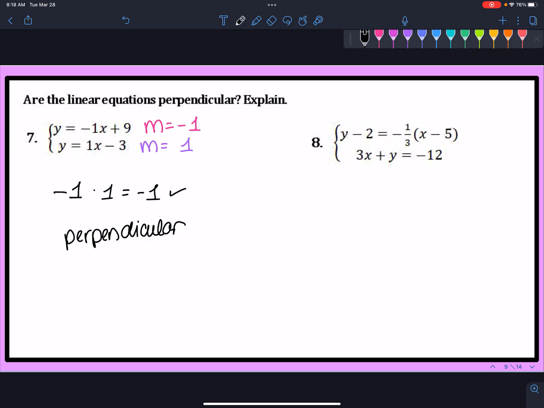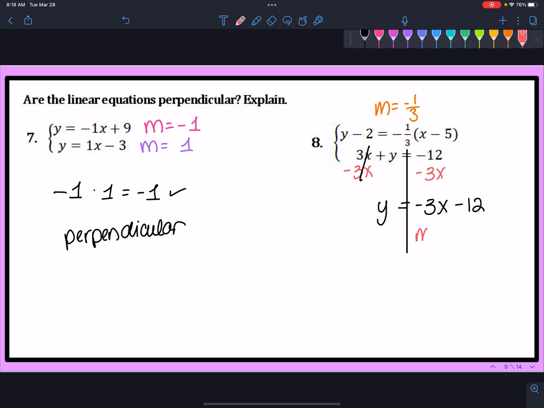Let's look at number 8. The slope for the first one is -1/3. Now I have to solve for y in the second one, just like we did in parallel lines. So I can subtract 3x on both sides, cross out my 3x, and I'm left with y is equal to -3x minus 12. Looking at this equation, my slope is -3.